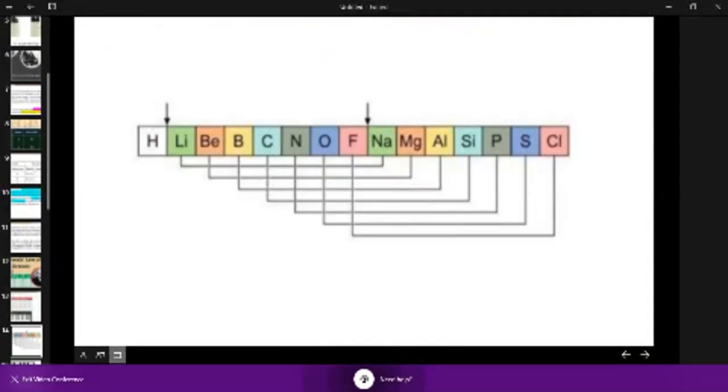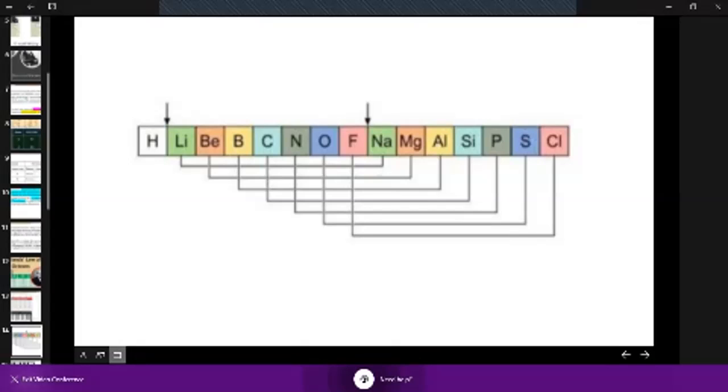Let me give you an illustration. For example, in this case, let's say this is 1, 2, 3, 4, 5, 6, 7, 8. So lithium and sodium will be placed in the same group. Why? Because when you count 8 steps from lithium, you land on sodium. So lithium and sodium could be placed in the same group. Let's look at beryllium.